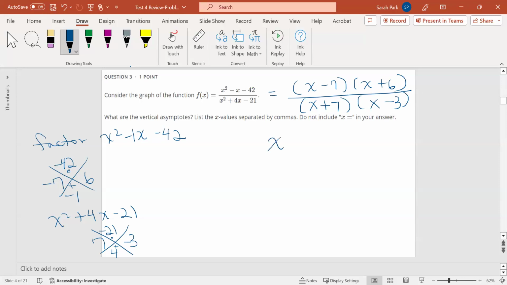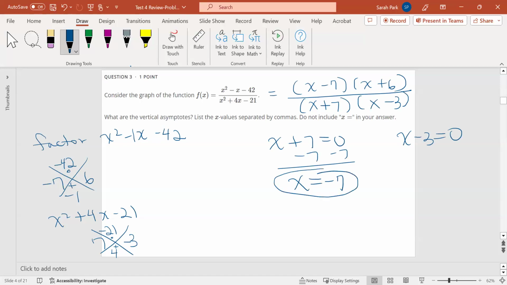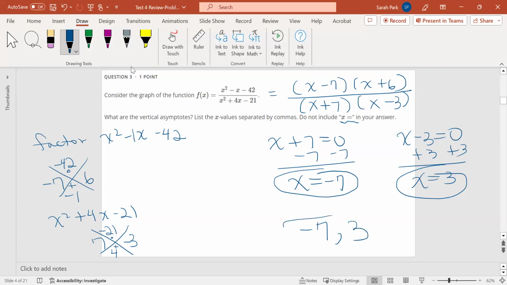So since we have 2 of those, we're going to set x plus 7 equal to 0 and x minus 3 equal to 0. And here we subtract 7 and get x equals -7. So there's one vertical asymptote. And here we add 3 to both sides, and get x equals 3. So we have vertical asymptotes, and it says don't include x equals, so just type in the vertical asymptotes, -7 and 3. If you type in x equals, it'll count it incorrect.